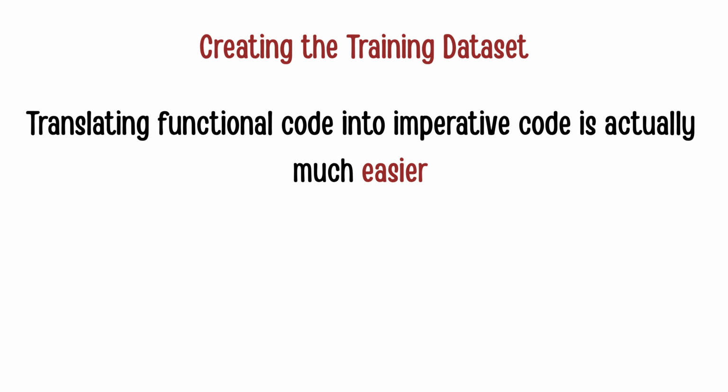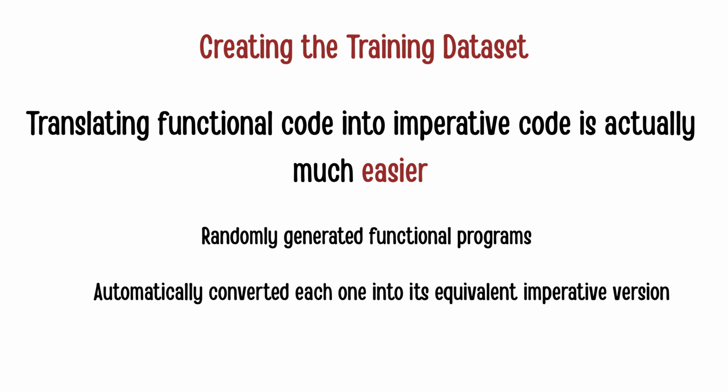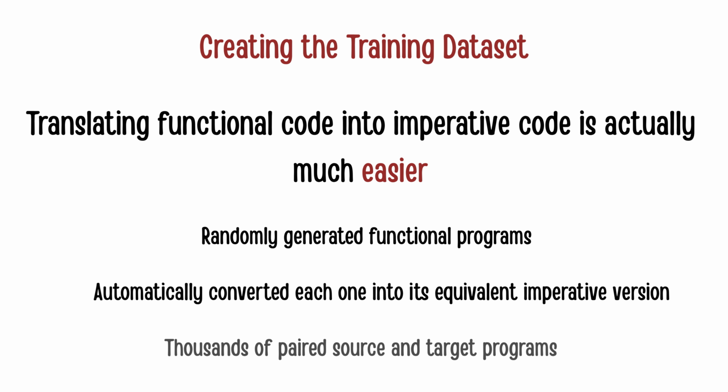They observed that translating functional code into imperative code is actually much easier, because every higher-order functional operator has a straightforward imperative implementation. To create the dataset, first, the authors randomly generated functional programs. Then they automatically converted each one into its equivalent imperative version. This gave them thousands of paired source and target programs that could be used to train the neural network.